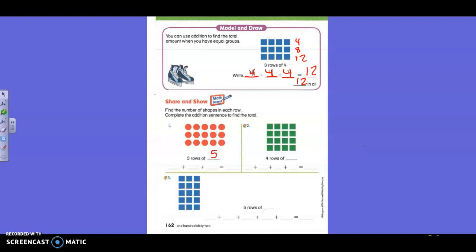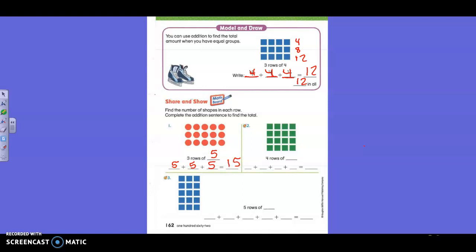So then we have how many blanks there, boys and girls, on the addition? How many blanks with the plus sign? 3. So what are we going to put in each of the blanks? 5, 5, and 5. Okay. So 3 5s is how much? We just did this on the problem in the front. Everyone? 15. Okay.